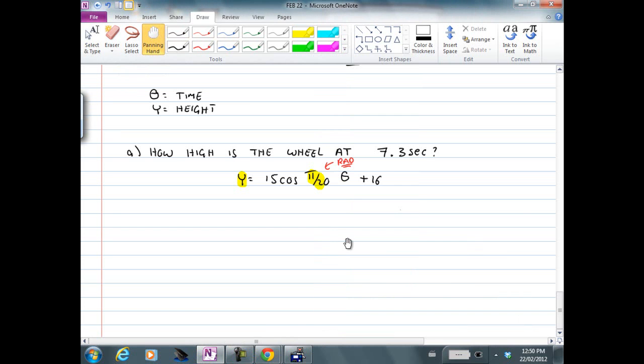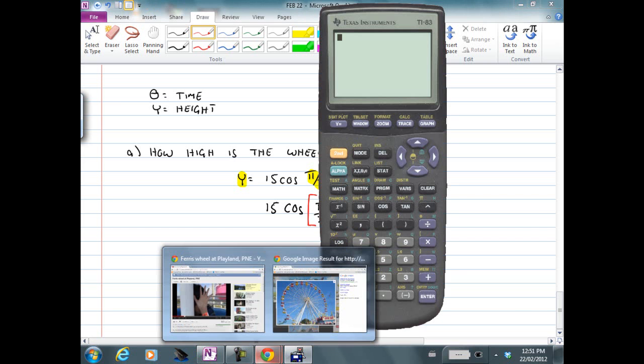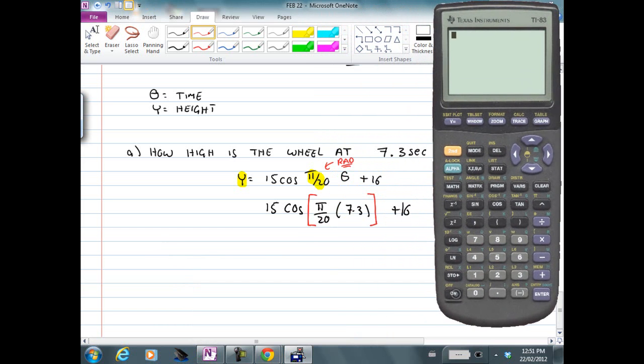15 cos pi over 20 times 7.3 plus 16. Okay. Now, here's the key. There's actually a bracket right here, because you're cosing the whole entire thing. So watch how I'm going to punch this in my calculator, because if you're stuck, so look up here. Okay. First thing, I want to figure out what all this equals to, so I want to cos it nicely. So let's punch all this in my calculator right now.